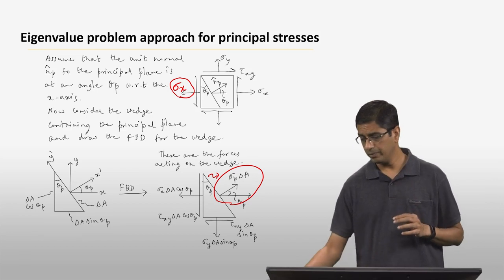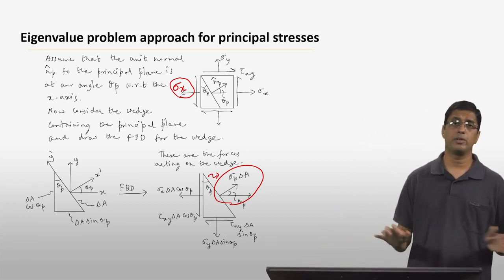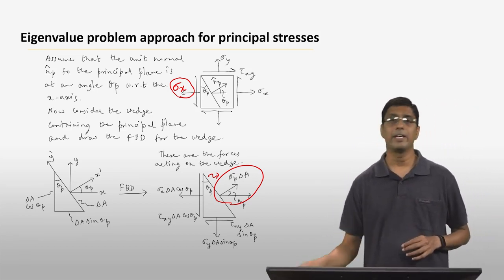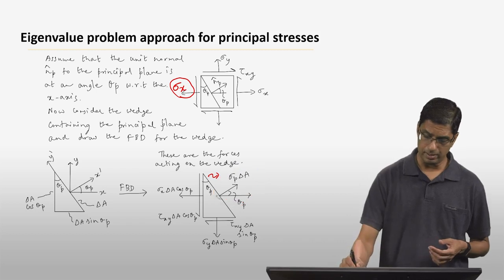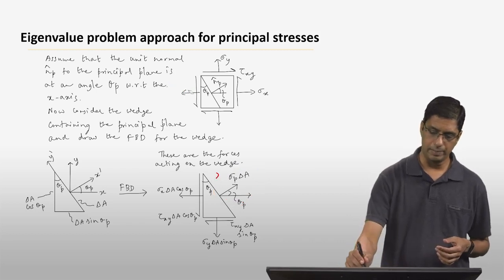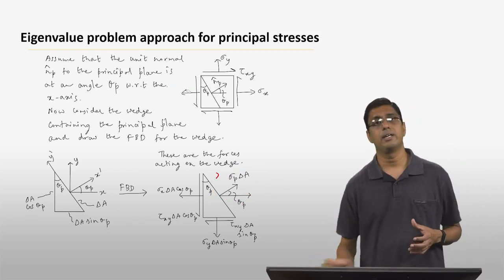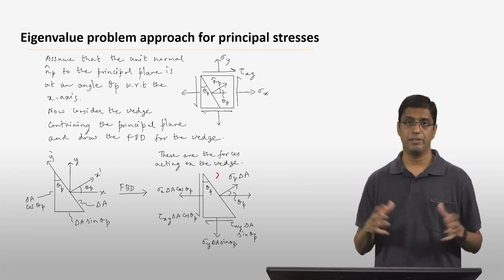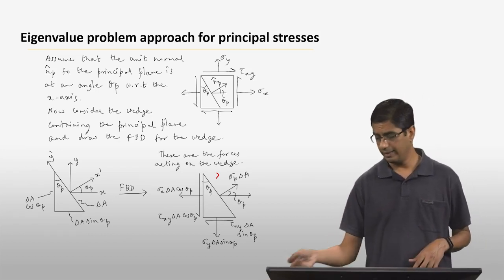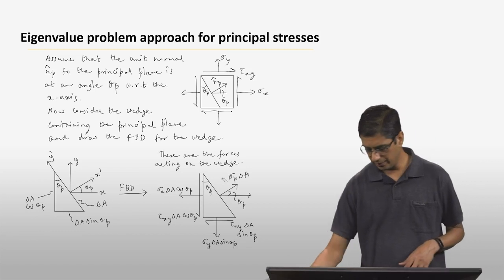That is only true because we have assumed that this inclined face of the wedge is a principal plane. Once we have drawn the free body diagram, we can look at the force equilibrium along the x and y direction for this wedge. Using that, we can formulate this problem as an eigenvalue problem. That's what we're going to do next.